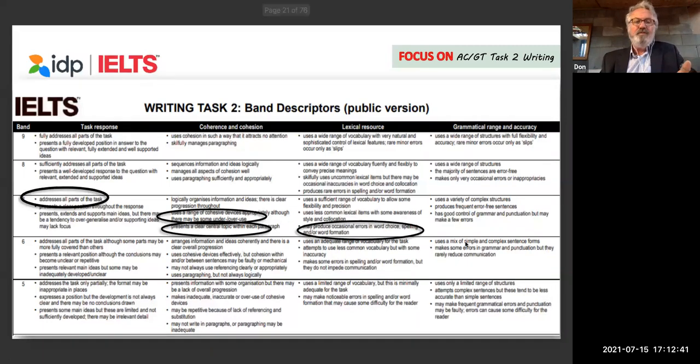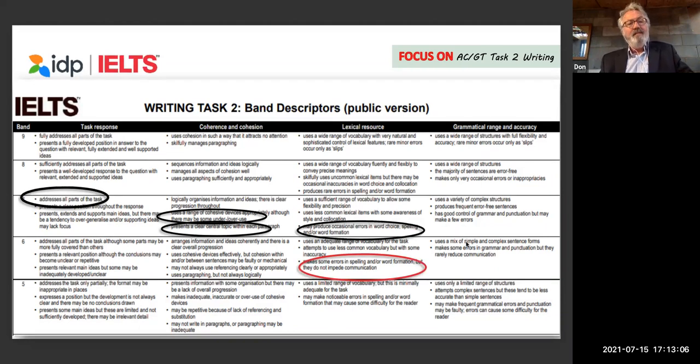For lexical resource, your vocabulary, you need to make sure that you don't make too many spelling mistakes. At a band 7, in 250 words, a task 2, if you make more than about 5 or 6 spelling mistakes, you probably won't get a band 7.